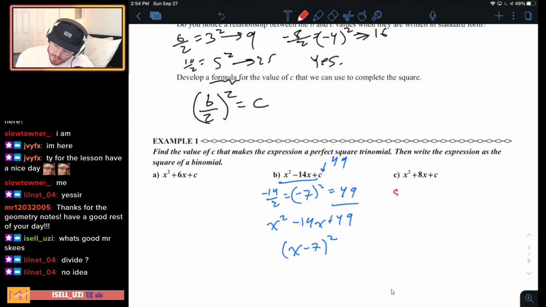So what do we have here? 8 over 2, which equals 4. 4 squared is 16. So if I add 16, I can rewrite it like this.